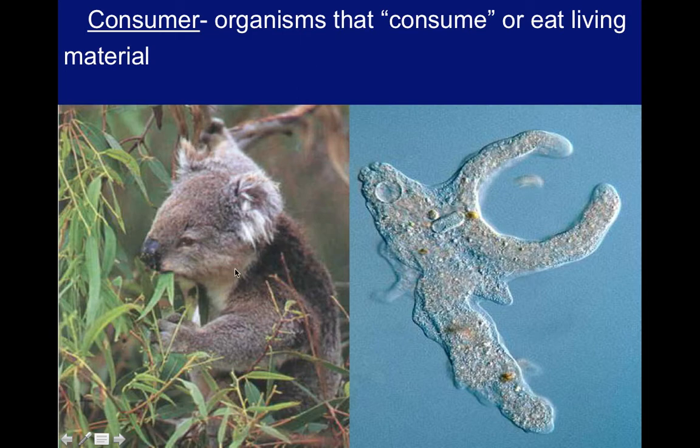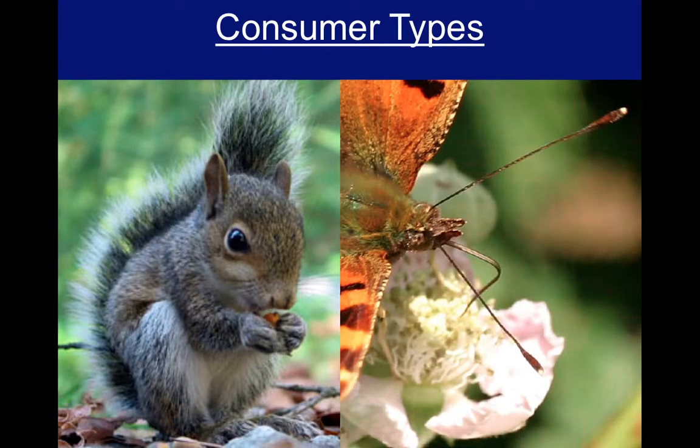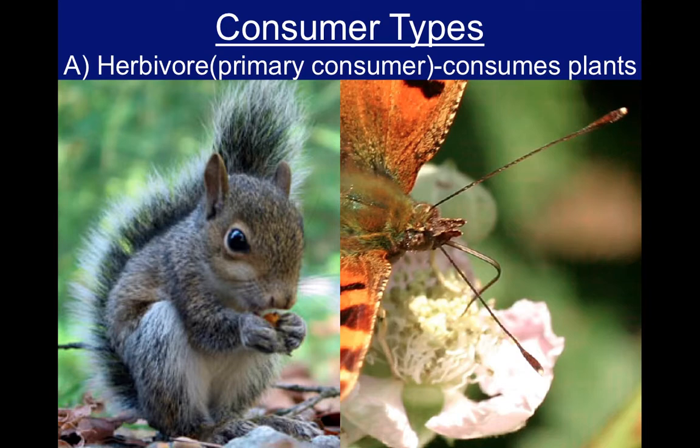And then here we have a koala, which is eating eucalyptus leaves. So we have different consumer types. Both of those would be herbivores, although the amoeba is actually an omnivore, but we'll get to that later. An herbivore can be called a primary consumer, meaning it is the first consumer in the food chain, and they're going to consume plants or plant material. So here we have a squirrel eating a nut, and over here we have a butterfly that uncoils this tube that goes down into the flower and is drinking up nectar. So it's not really eating the plant, but is consuming plant material.